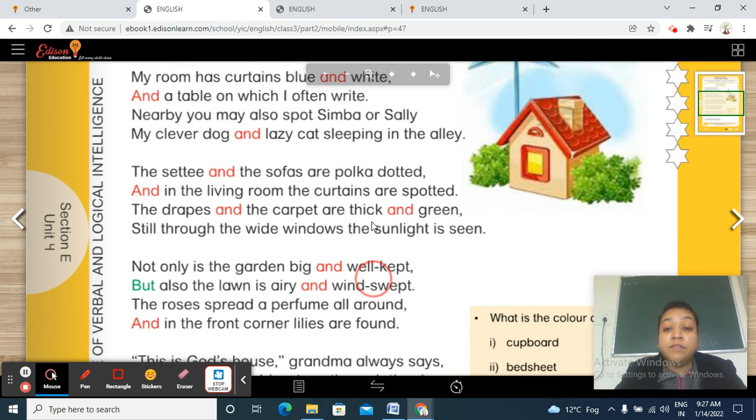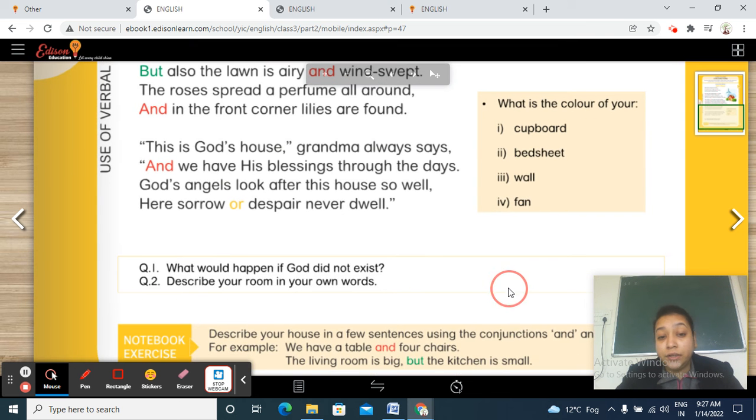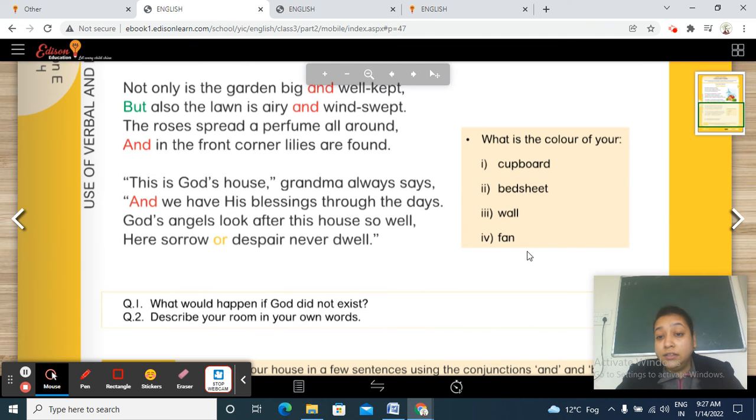Okay? So you're going to give me the answer of this. What is the color of your cupboard, bed sheet, wall, and fan? You're going to write the answer here itself only. So the color of my cupboard, blue you can say, whatever the color of your cupboards are. Then bed sheet, wall and fan. Getting this point? Okay.